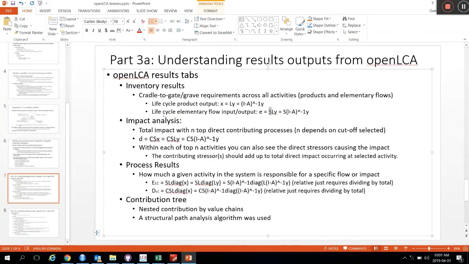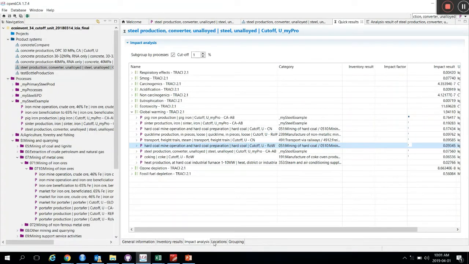So if we go back to the slides, I can just show you quickly. This is a summary of what it represents, and we're well aware of how to calculate the total impact. D total impact equals the characterization matrix times the stressor matrix times the total output, or broken down further like this. Okay, good.